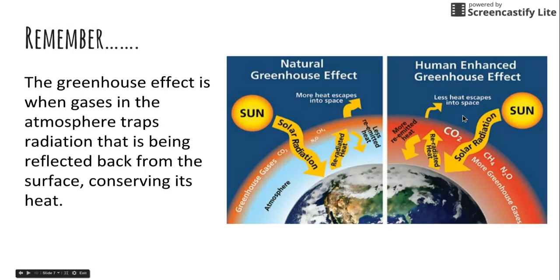Now the problem is when we have this human enhanced greenhouse effect. You have too much energy coming in, too much heat, and it starts to cause things like bigger storm systems coming through because there's so much energy in the atmosphere. It can also lead to increased temperatures, which then affect the amount of ice on Earth and therefore the sea level.